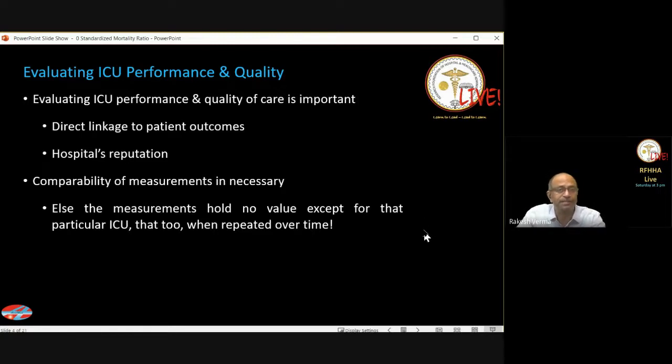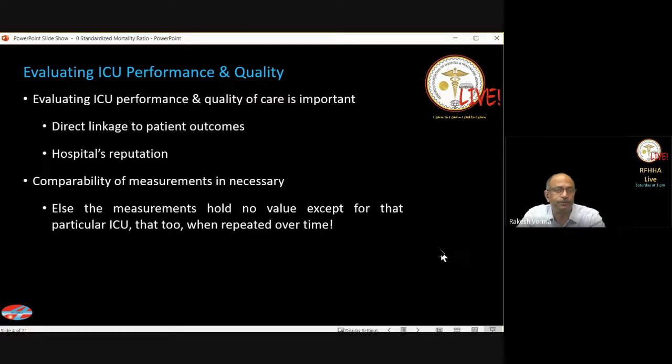But if we persist with that method of measurement, we can possibly see the performance of our own ICU, that single ICU, over a period of time. So if we repeat the measurement, let's say we do one today and one after a month, then over a period of time it is possible to see whether we are consistently performing, or the performance is improving or going down. However, such a method of having your own measurement is not very common.